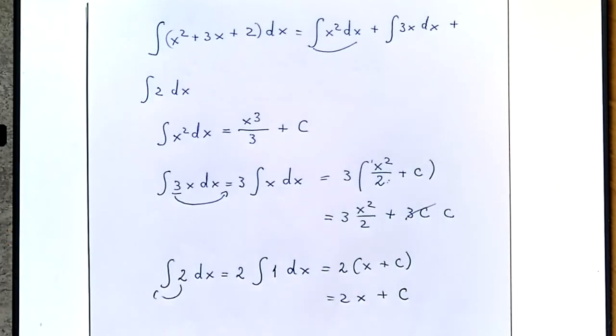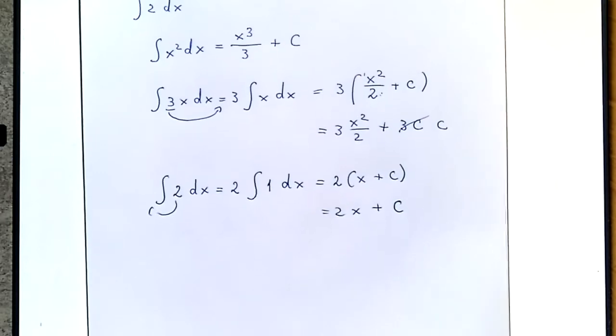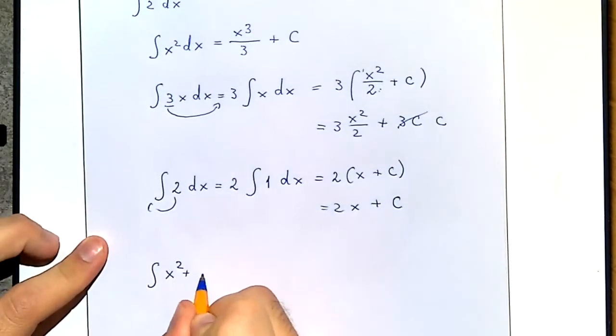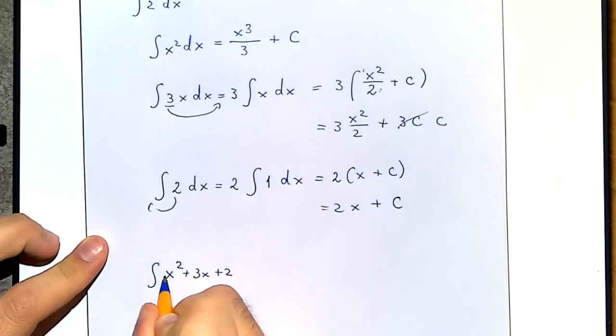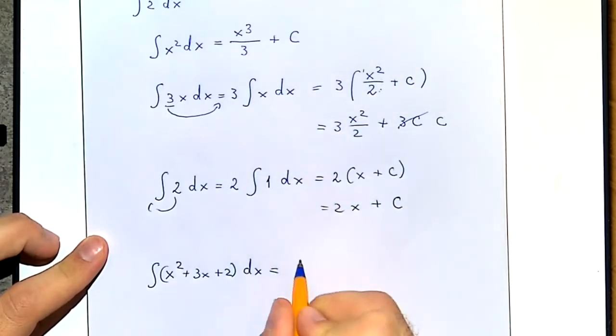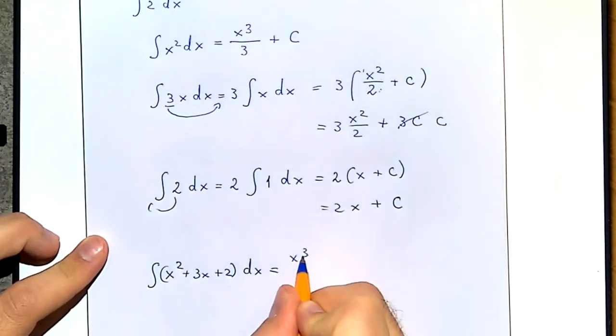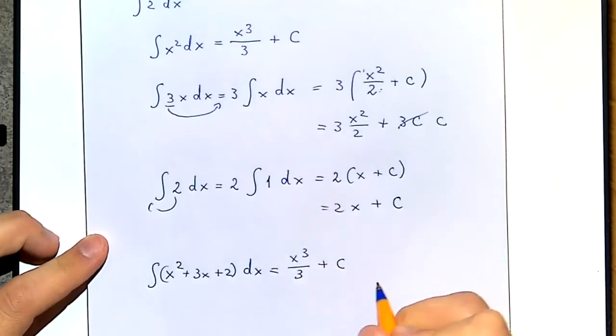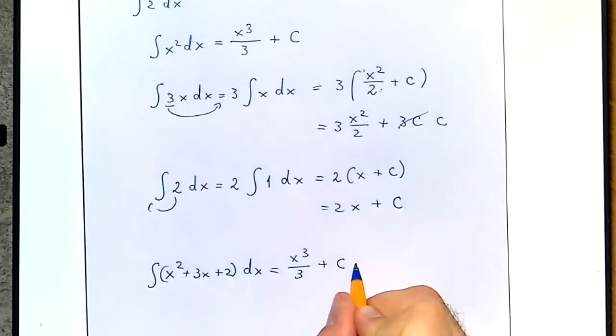Okay, so now coming back to my integral, I want to compute x to the second plus 3x plus 2 dx. This is equal to, and I just add everything up, x to the third over 3 plus 3x squared over 2 plus 2x, and the constants again, but one at the end is enough.